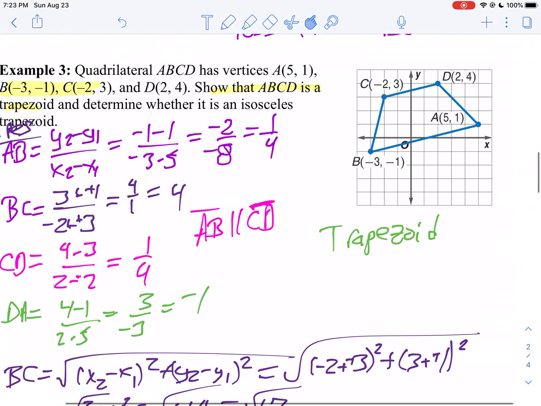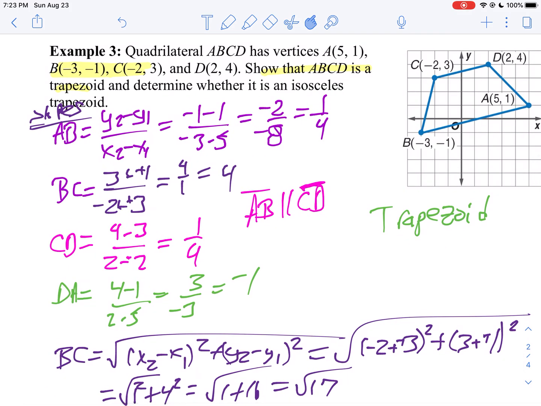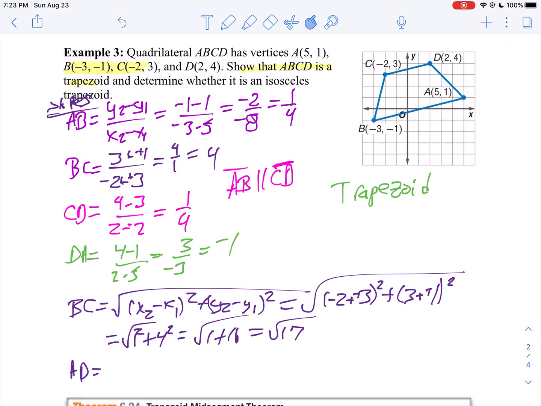Now we've done the distance from B to C. Let's find the distance from A to D. I'll have to slide back and forth here unless I make this smaller. Maybe let's make it smaller. That's a lot easier. So we want to find the distance from A to D. So we'll say 2 minus 5, the quantity squared, plus 4 minus 1, the quantity squared.